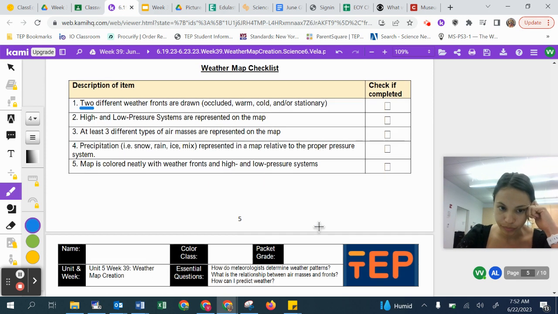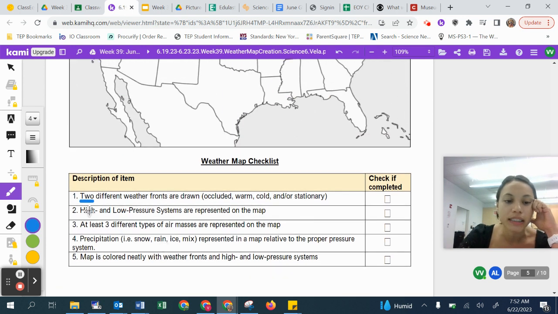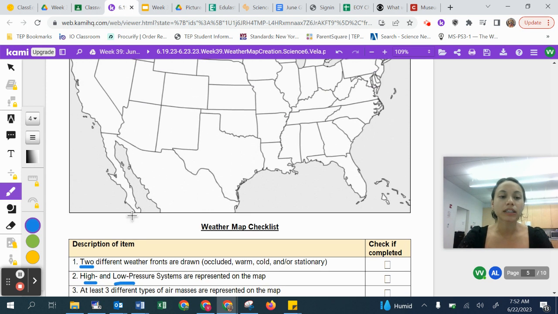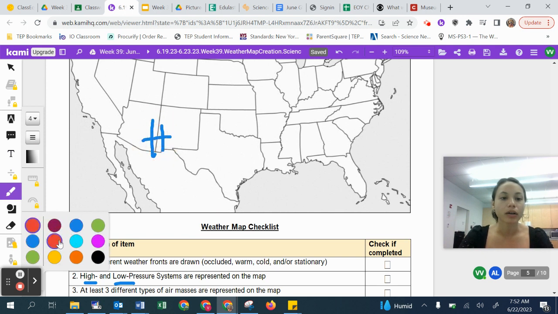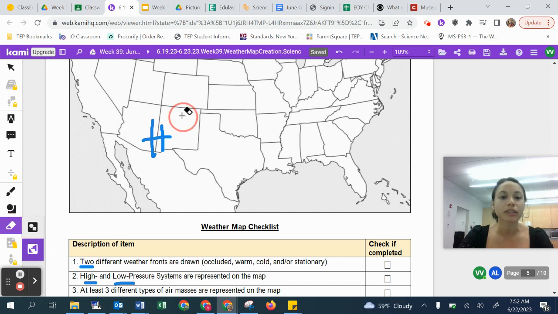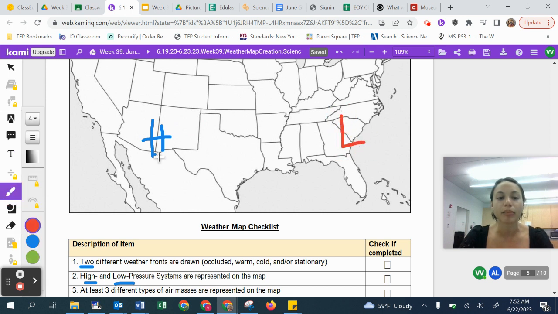Up to you. The second thing we need is that high and low pressure systems are represented on the map. You need both high and low pressure systems. The smart thing to do is not have them close together. Like, I don't want to see a high pressure system here and then a low pressure system here, because that makes no sense. They would not be close to each other. They would have some space. So make sure that they're spaced apart. So a low pressure system could possibly be on this side if a high pressure system is on this side.